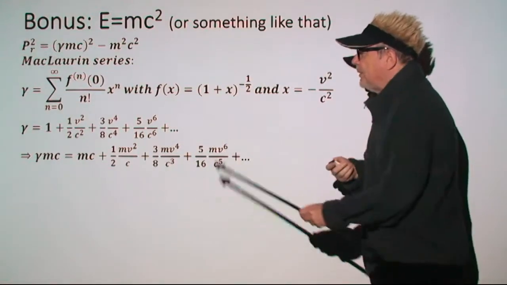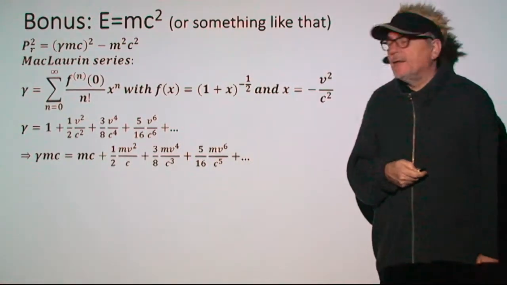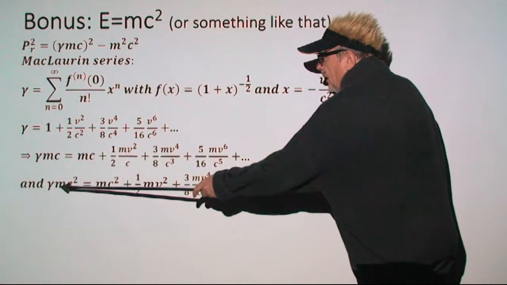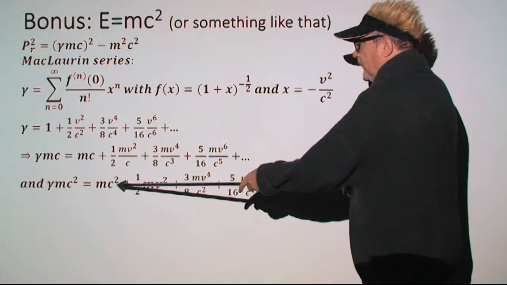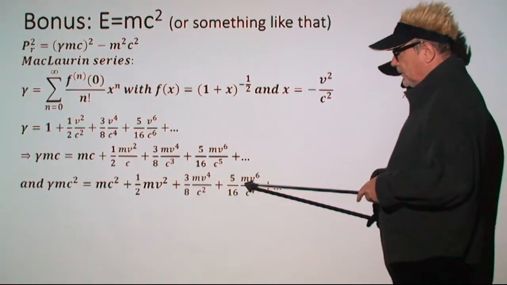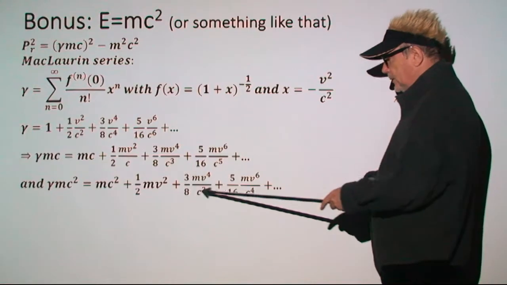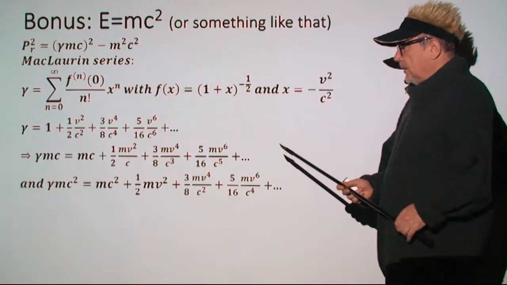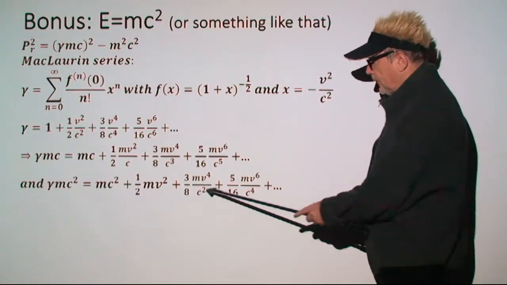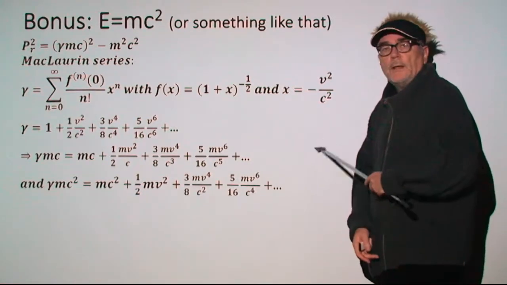So let's see what happens when we multiply everything by c. He gets gamma mc squared equals mc squared plus this, plus this, and so on, which again is kind of negligible if you consider these numbers are very big, with the c squared and c to the power 4, etc.